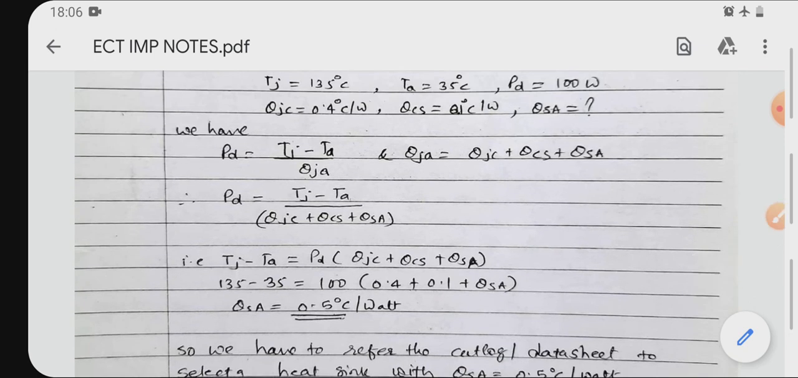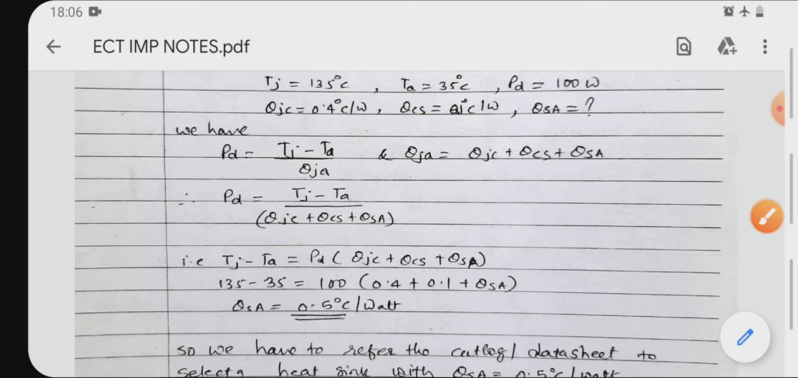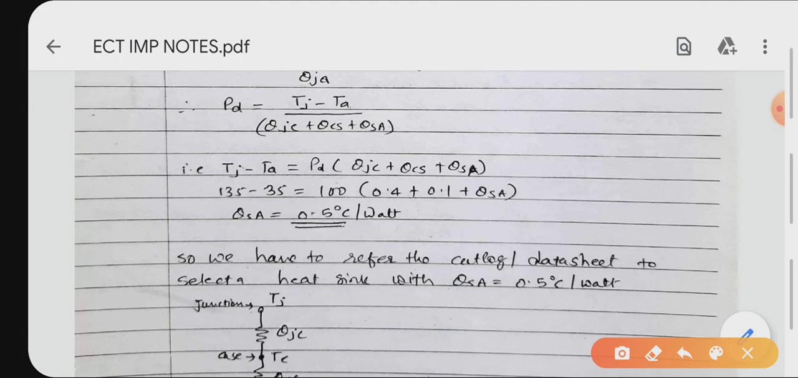So theta Ja is nothing but equal to the addition of all 3 thermal equivalents, theta Jc plus theta Cs plus theta Sa. So keeping this value here, Pd will be equal to Tj minus Ta. After simplifying this equation, Tj minus Ta is equal to Pd into this, and finally you will get theta Sa is equal to 0.5 degree Celsius per watt. Okay, so we have to refer the data sheet to select a heat sink having theta Sa is equal to 0.5 degree Celsius per watt.